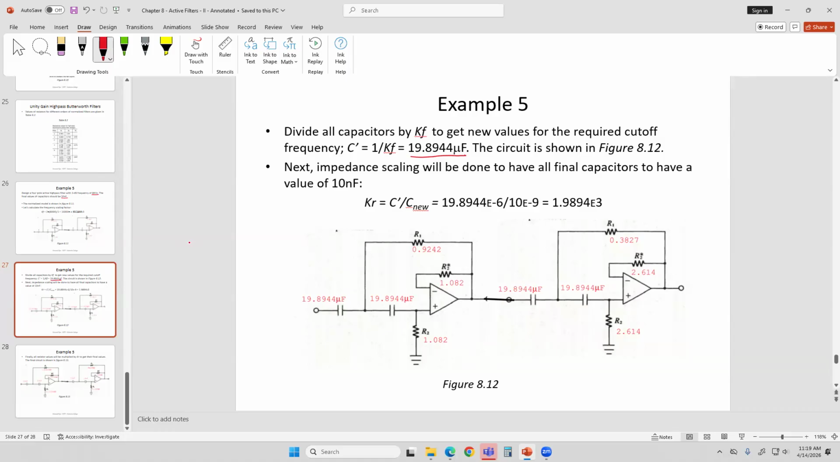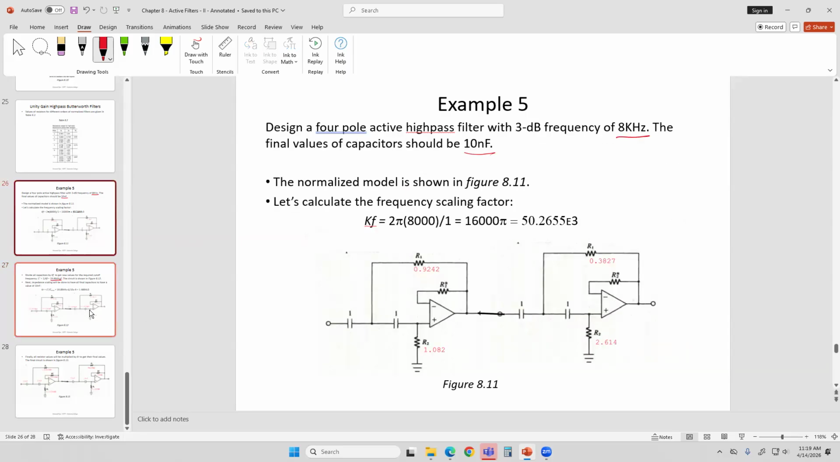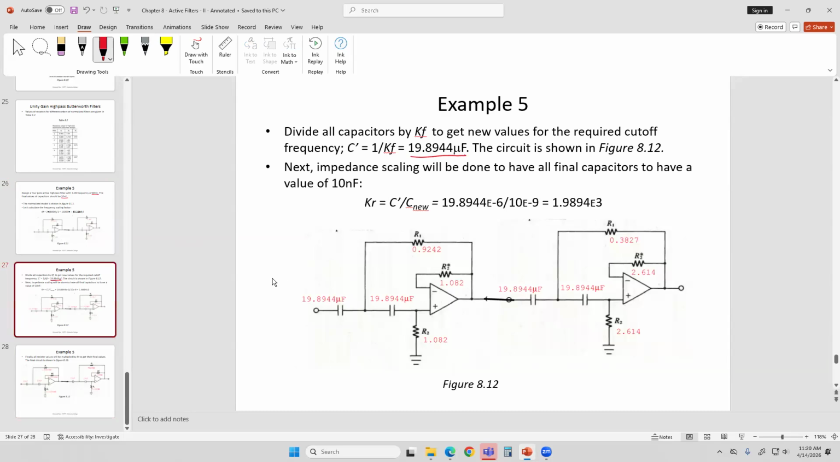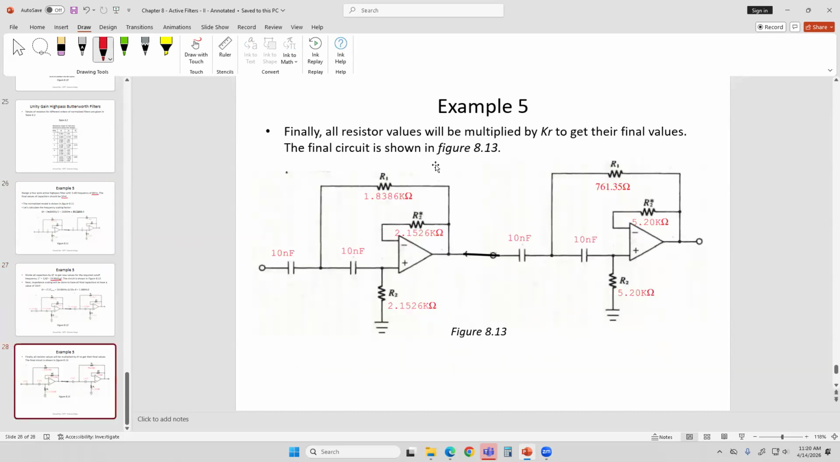So this is our intermediate circuit with all the capacitor values changed to 19.84 microfarad, and this circuit is going to produce the cutoff frequency of 8 kHz. However, our final values of capacitor need to be 10 nanofarad. So we're going to do impedance scaling.